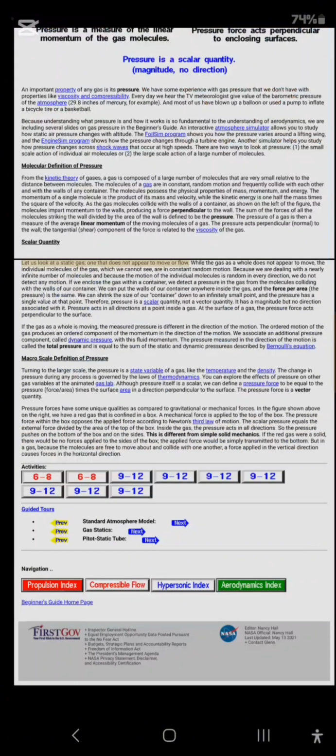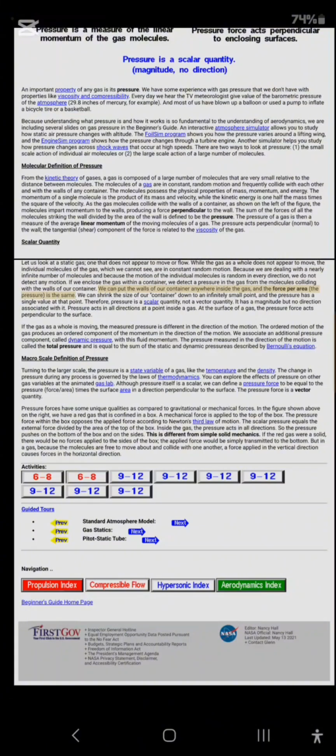Scalar quantity. Let us look at a static gas, one that does not appear to move or flow. While the gas as a whole does not appear to move, the individual molecules of the gas, which we cannot see, are in constant random motion. Because we are dealing with a nearly infinite number of molecules and because the motion of the individual molecules is random in every direction, we do not detect any motion. If we enclose the gas within a container, we detect a pressure in the gas from the molecules colliding with the walls of our container.